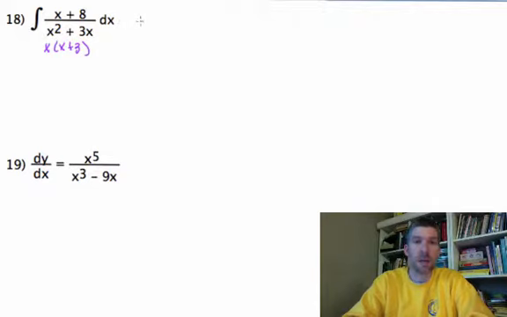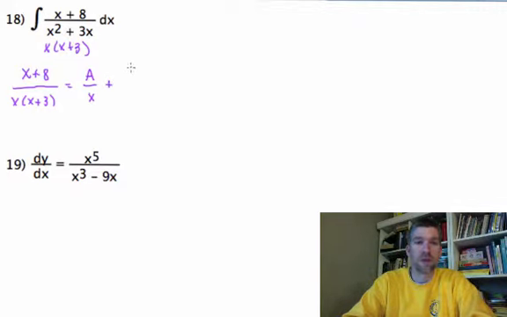It does. And so what we're going to do is we're going to treat x plus 8 over x times x plus 3. And what we're going to do is we're going to set that equal to a over x, which is the first piece that we're using to multiply with, plus b over the second piece. And when you're doing this, think old school fractions, okay?